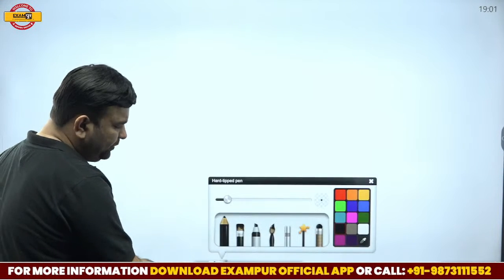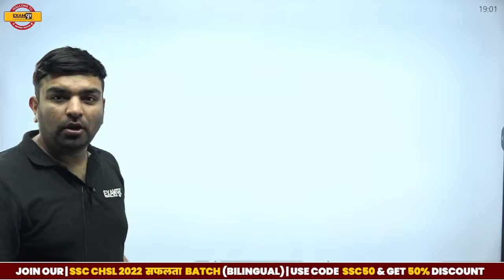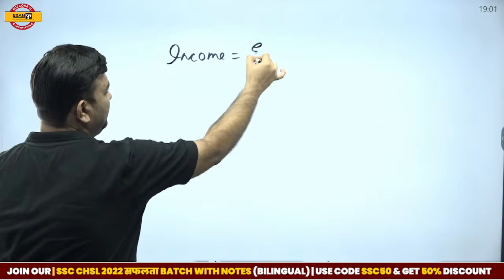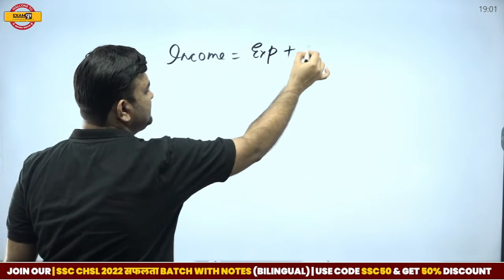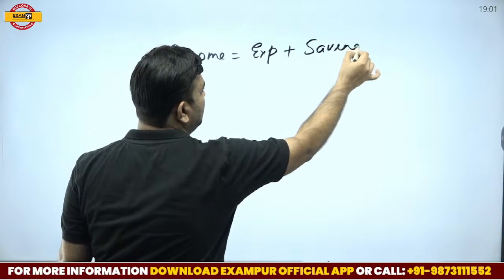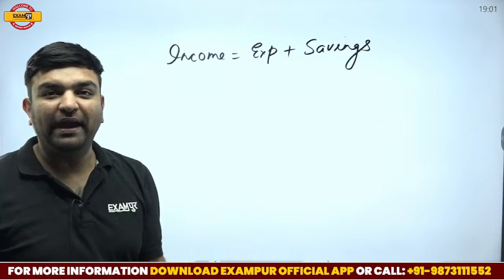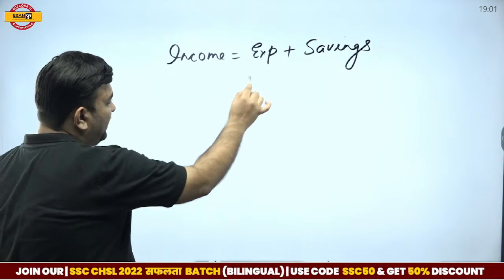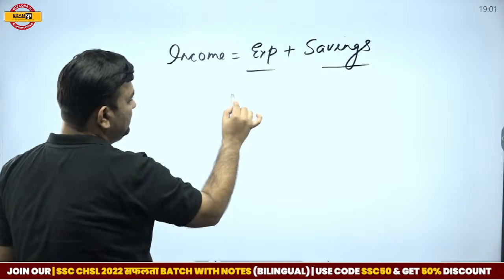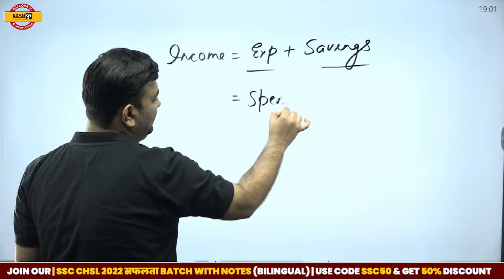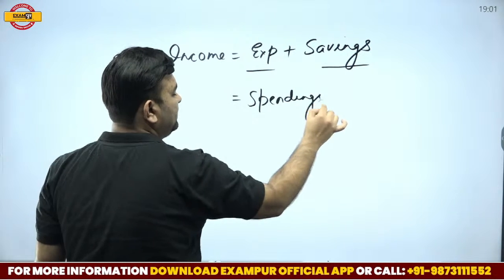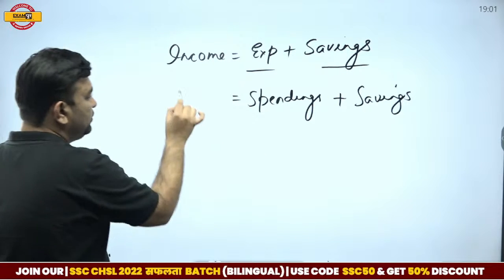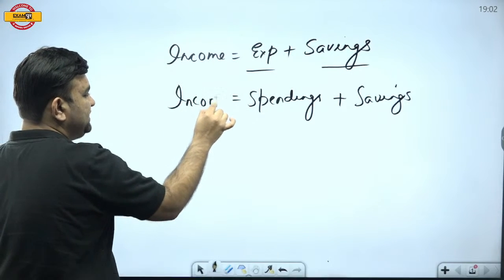What are the basic things you should know? Not too much. Income is equal to expenditure plus saving. Whatever you earn, either you spend it or you save it. There is no third option. Expenditure can also be written as spendings plus savings. So income is equal to expenditure plus saving.